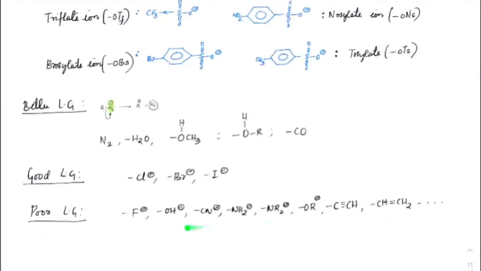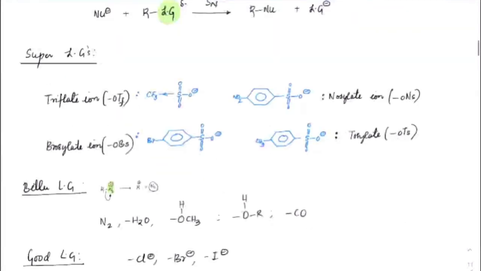If you see, these are all coming from their respective weak acids: HF, water, HCN, ammonia, ROH alcohol, acetylene. These are all weak acids, so their conjugate bases would be strong. Since they are strong and unstable bases, they usually do not depart the carbon atom very easily when a nucleophile attacks. So these are the types of leaving groups.